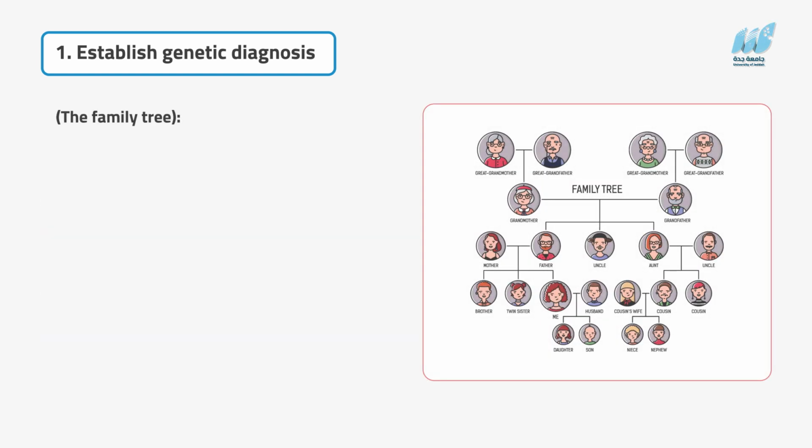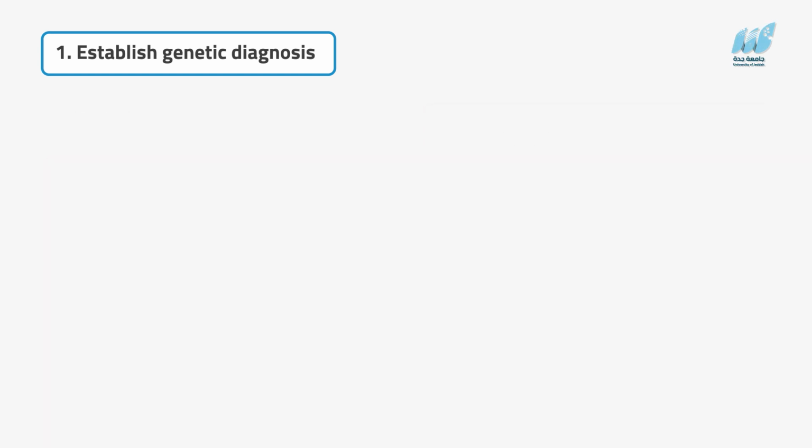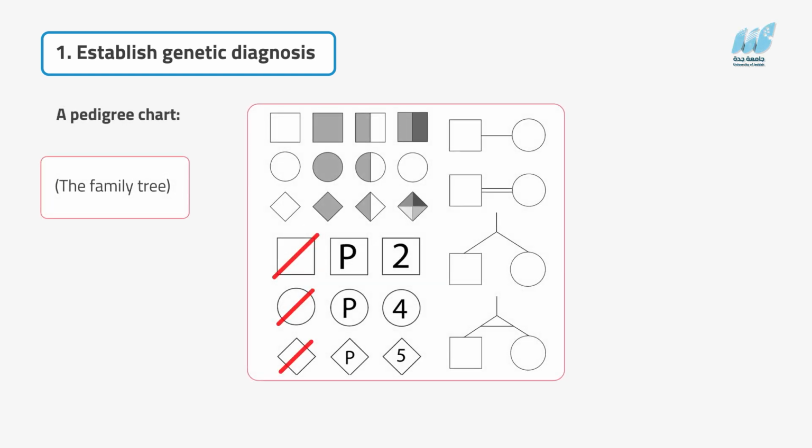Family tree. It's an important tool in genetics used to trace the inheritance of traits. This diagram shows the occurrence and appearance of the phenotype in a particular gene. In genetics, to draw a family tree, we use the pedigree chart. It's an easy, readable chart with some symbols to show the presence or absence of a trait within a family across generations.